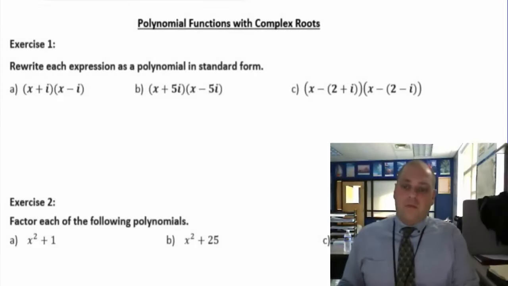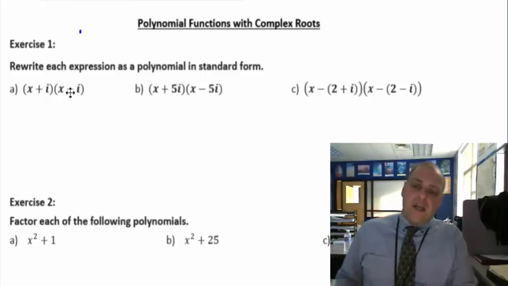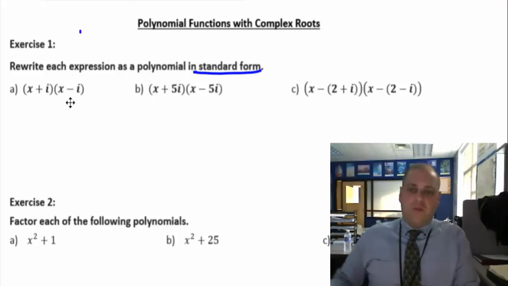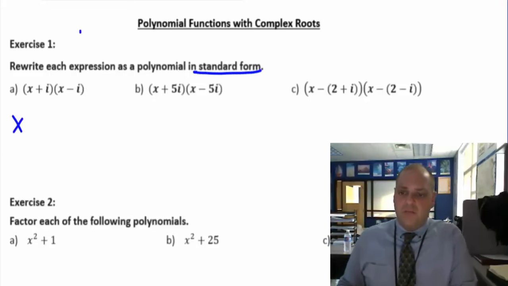Here we go. Some review, and these exercises are pretty much review things you should already know. How do you multiply x plus i times x minus i and write it in standard form? So that's going to be just distributing. So x times x, x squared. And see, they're conjugates, so we're going to save time.